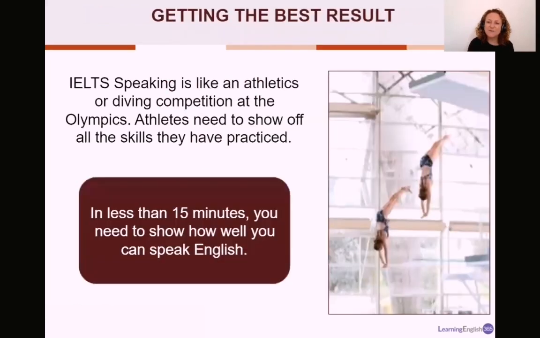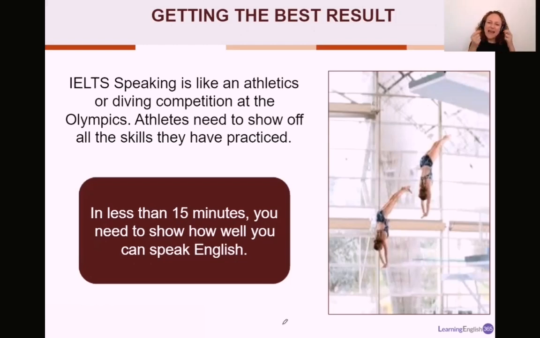How do you get the best result then? So I think this is a really good description here. Go into the IELTS speaking test as you would if you were doing a competitive sport. It's a competition. It's a competition with you. Okay, you're not competing against other people. You know, if everyone who takes the test the day you do, if everyone does excellently, you'll all get an excellent mark. So you're not competing in that sense.